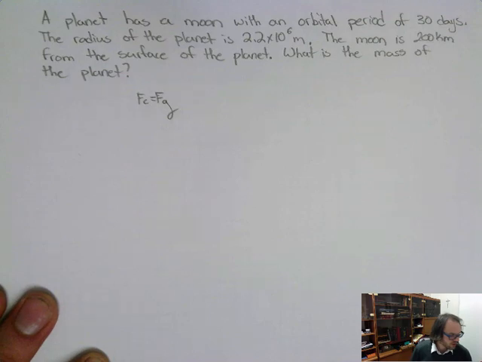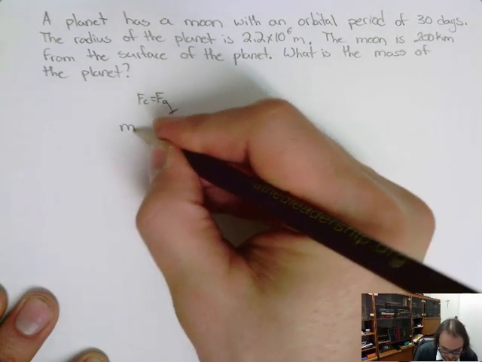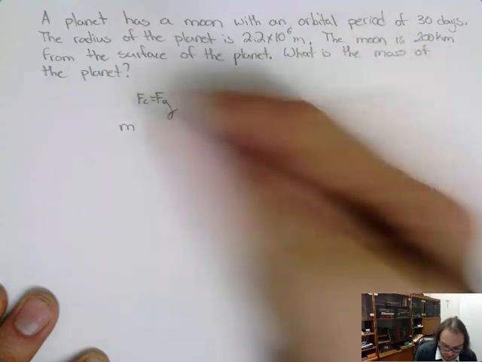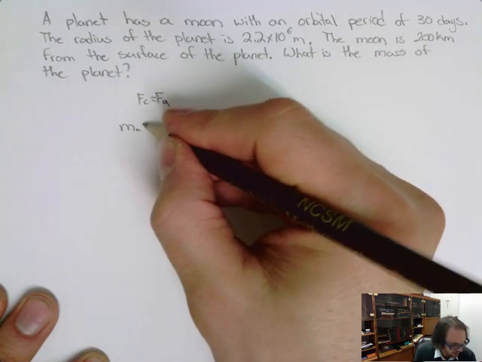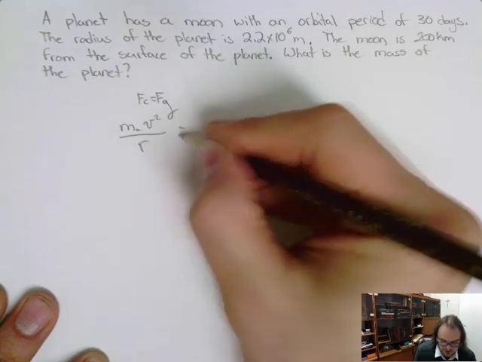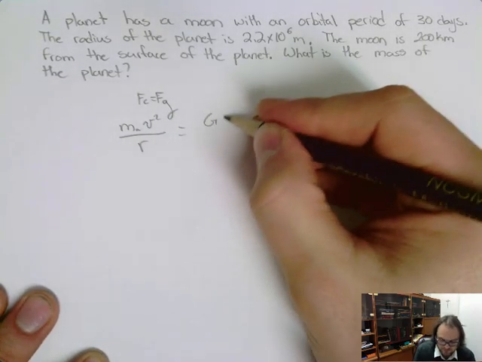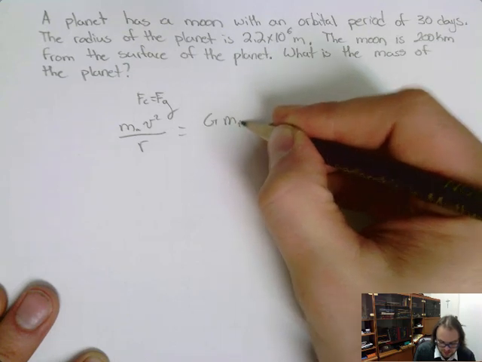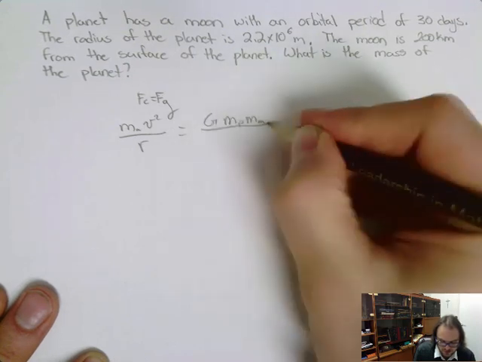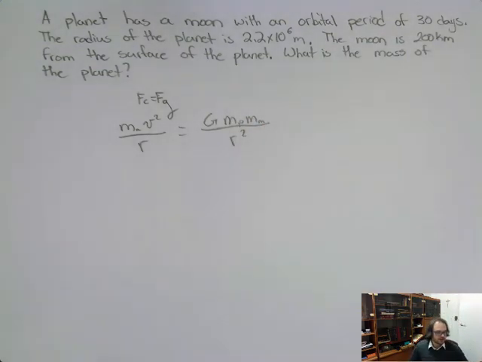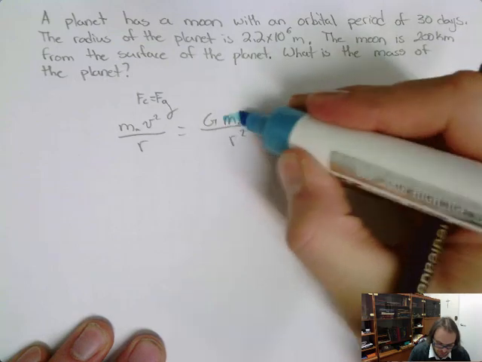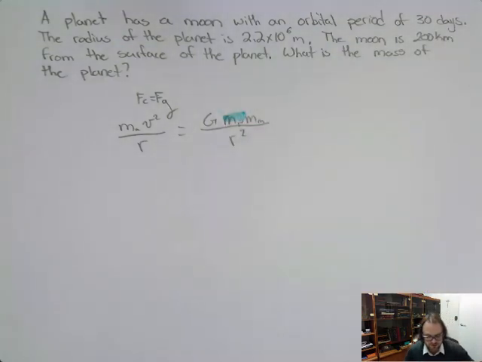Okay? Now we have here the mass of my satellite, or the moon, multiplied by my velocity squared divided by my radius is equal to my gravitational constant times the mass of the planet multiplied by the mass of the moon divided by the radius between them squared. Now, we are trying to solve for the mass of the planet, so I'm going to have to isolate for it. Let's start isolating for this mass.